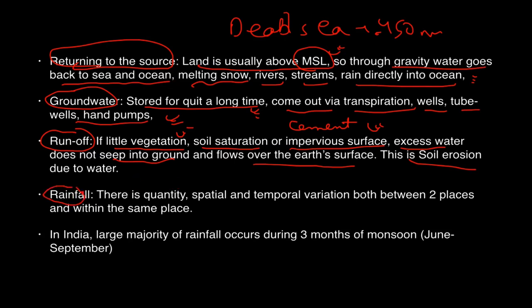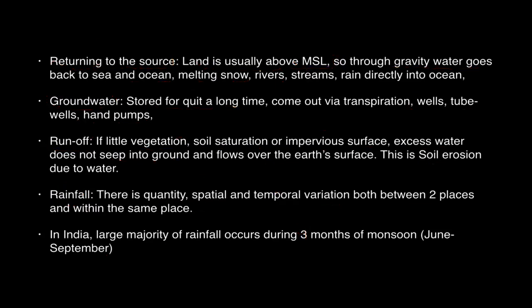Now again, rainfall has quantity and spatial and temporal variation. Spatial means rainfall is less in Rajasthan, more in Cherrapunji. Temporal variation is most of the rainfall in India is received during the monsoon, during the 4 months, sorry, not 3 months, between June to September. And there is a variation between two places as well as within the same place. Maybe this time there is very good rain, next year there isn't. So this is all the variation. This is all there is in the NCERT.